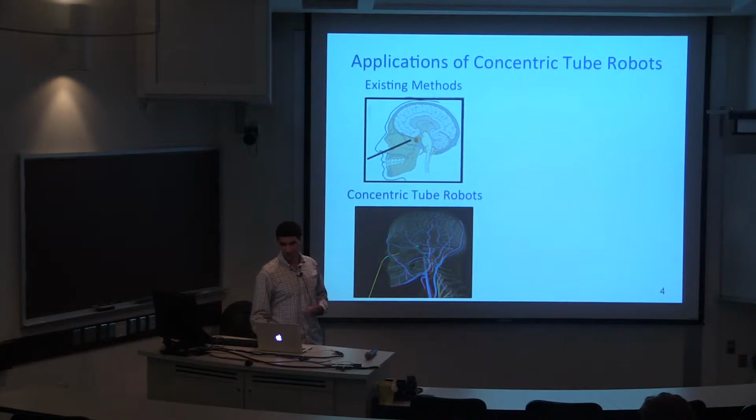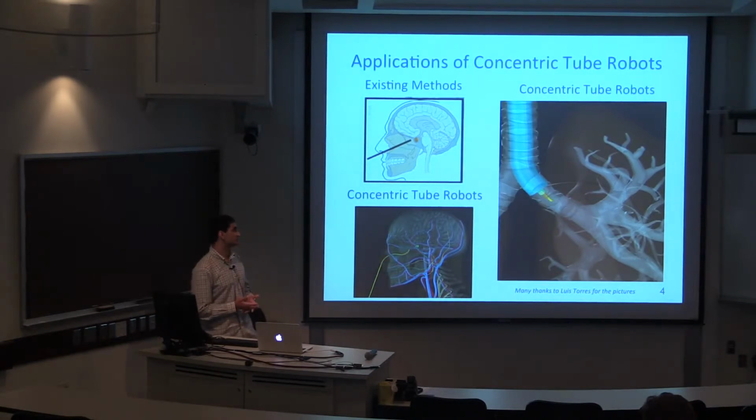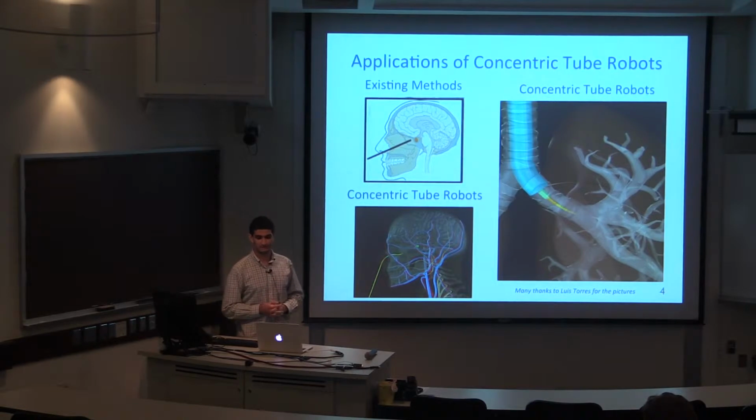And the application of these robots is not limited to neurosurgical scenarios, but can also be extended to lung operations. For instance, examining lung nodules that may be cancers for early stage lung cancer diagnosis. Why is it called concentric tube? I'll get to that in a second.